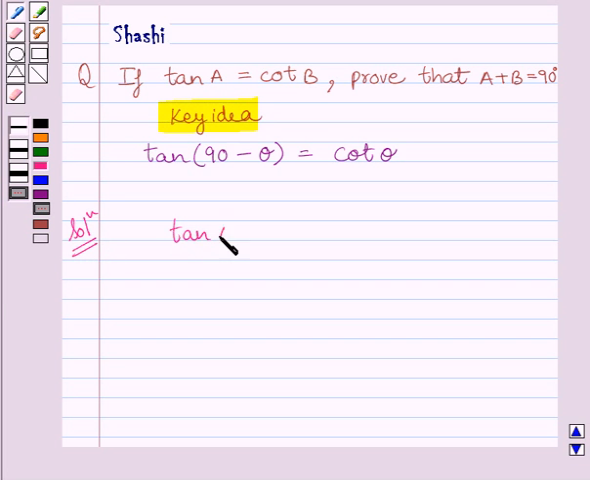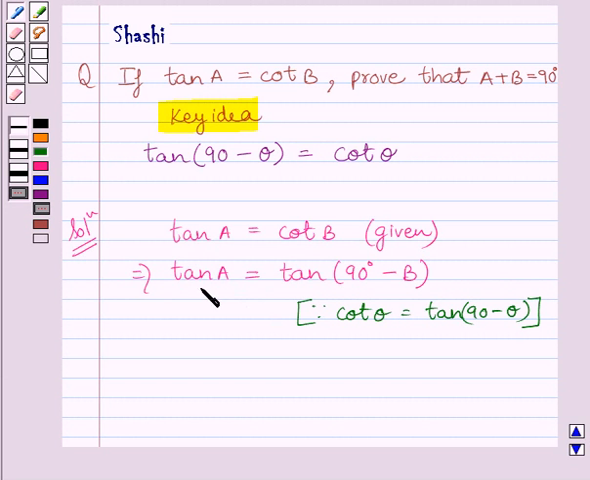We are given that tan A is equal to cot B. Now we know cot theta is equal to tan(90 minus theta). Here the value of theta is B, so cot B can be written as tan(90 degrees minus B). So we get tan A is equal to tan(90 degrees minus B).